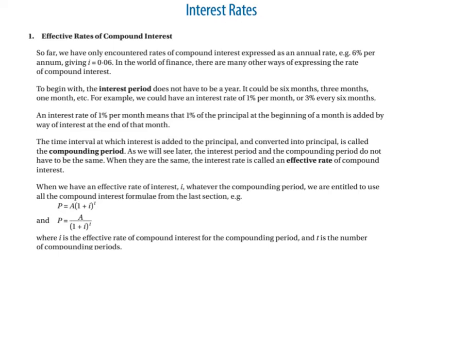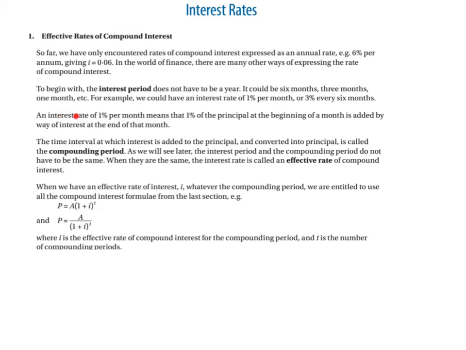Now, if we're compounding it, then 1% per month is not the same as 12% per year, because what's happening is that 1% gets compounded 12 times, so it's going to be slightly over the 12% of the year. I think that's one of the questions that we're going to do later.